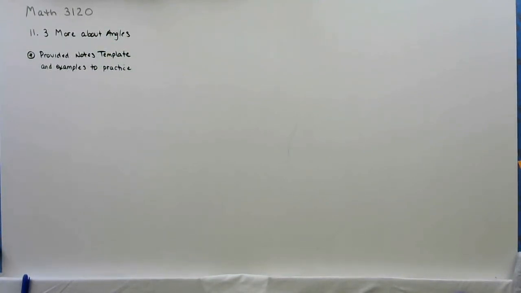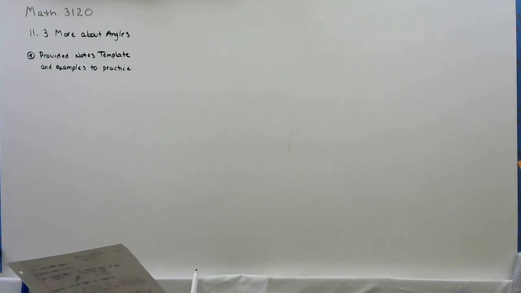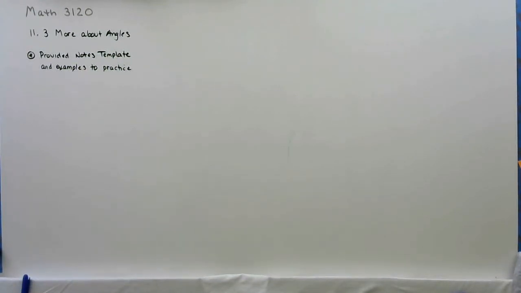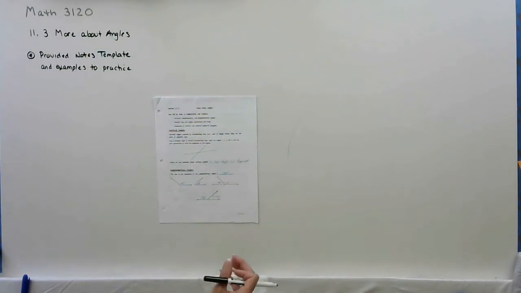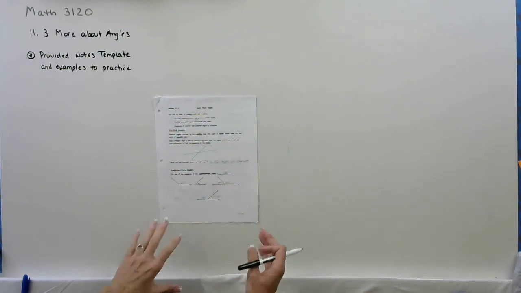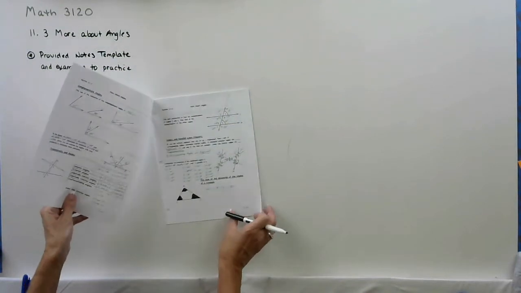Okay, as we continue with angles, I did provide a template for you to take some of these notes on if you would like. And in that template are also some examples to practice. If you're interested in practicing some of the problems, I have them for you to print out in case you want to go along and take the notes on that template. So it looks like this, right? And if you've got a protractor, you can practice measurement and go along with your protractor as well.